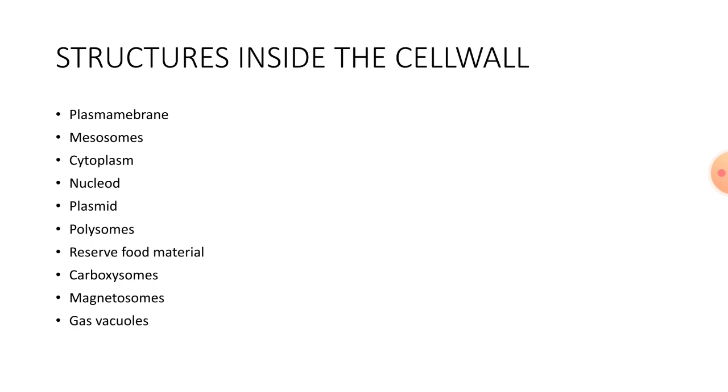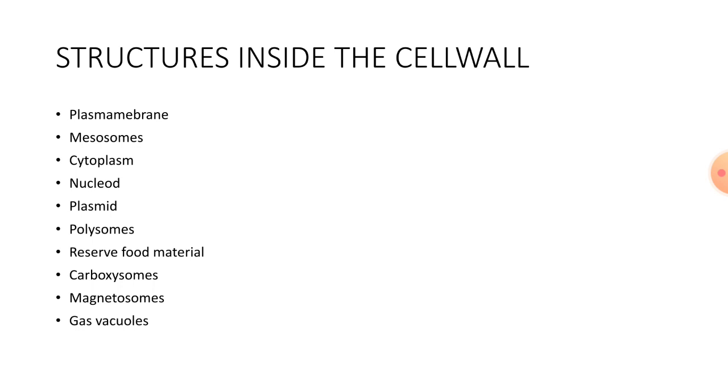This plasma membrane is a semi-permeable membrane present below the cell wall. There is a space between the cell wall and plasma membrane that is called the periplasmic space. This plasma membrane folds inwardly in the bacterial cell. These infoldings of the plasma membrane are called mesosomes. Meso means middle, soma means body. Generally, these plasma membrane infoldings are seen in the middle of the bacterial cell, hence they are called mesosomes.